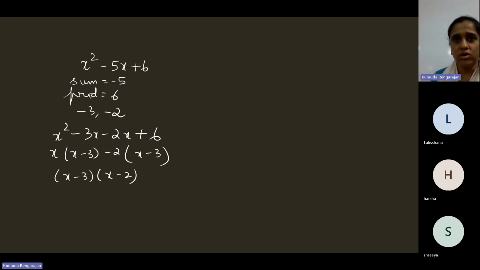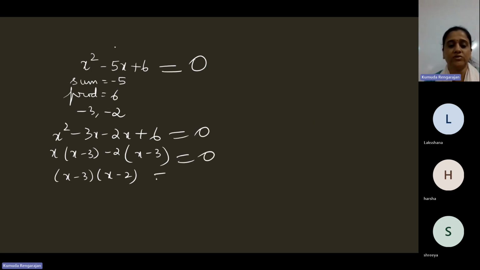x square minus 5x plus 6 is an expression. It's a quadratic polynomial in one variable x. Last year we learned how to factorize this expression by splitting the middle term. These are the two factors, x minus 3 and x minus 2. Now, to find the zeros, we'll have to equate it to 0.